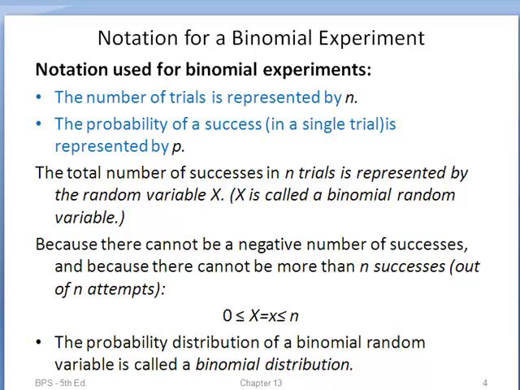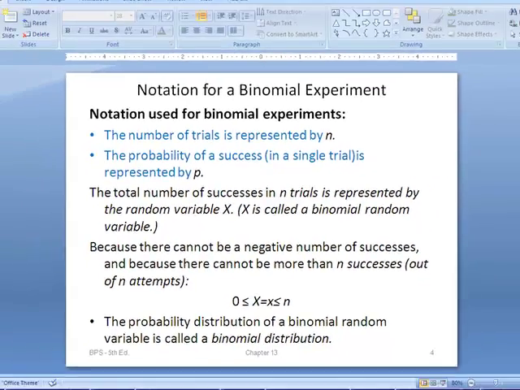Because there cannot be a negative number of successes, that makes no sense, and because there can't be any more than how many trials you have, so there can't be any more than n successes, the values that our binomial random variable can take on will be numbers between 0 and n. 0 meaning there were no successes, all the way to n, that you had a success on each trial. The probability distribution of a binomial random variable is called the binomial distribution.